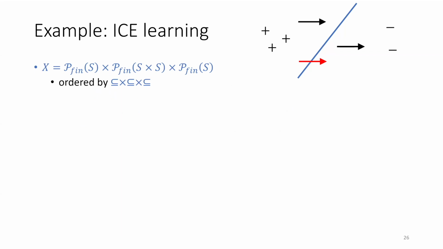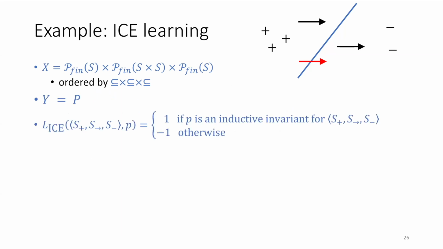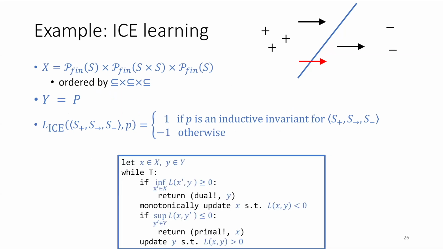You let X be these finite sets of positive, negative, and transitions ordered by inclusion. And you let Y be just a space of predicates. And then the Lagrangian is 1 if the predicate is an inductive invariant only for these examples, and -1 otherwise. And again, if you instantiate this algorithm, this time monotonically updating X, you exactly get the ICE algorithm: the X player will try to check if it's an inductive invariant, and if not, it will add an example that shows that it's not an inductive invariant, and then the Y player will be forced to find the predicate that is an inductive invariant for these examples.